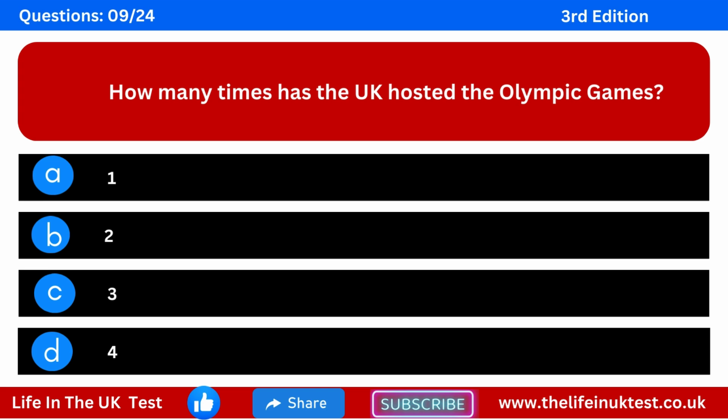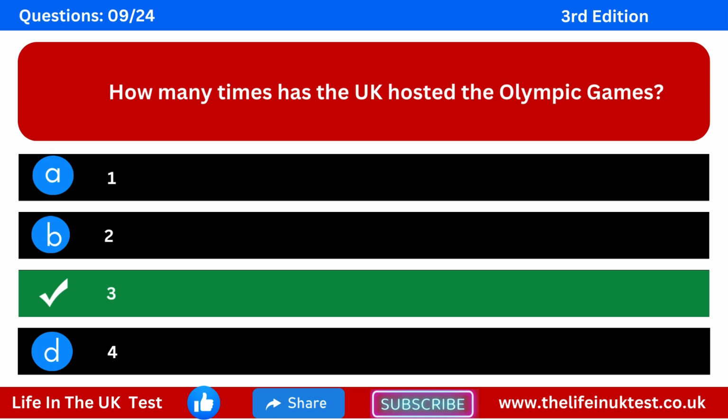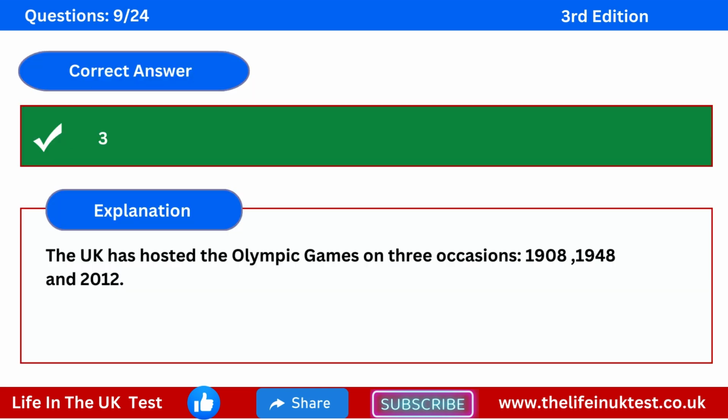Option A, 1. Option B, 2. Option C, 3. Option D, 4. The correct answer is 3. Explanation. The UK has hosted the Olympic Games on 3 occasions: 1908, 1948 and 2012.